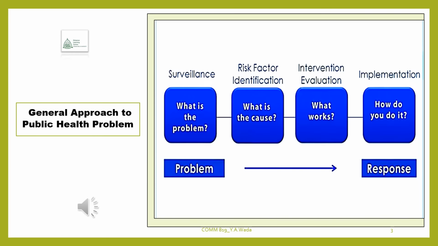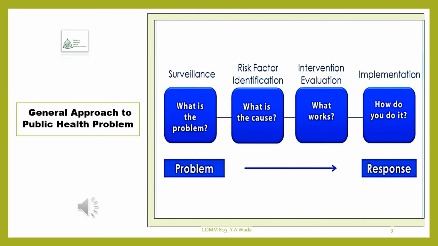First, we ask the question, what is the problem? In public health, we identify the problem by using surveillance systems to monitor health events and behavior occurring among a population.